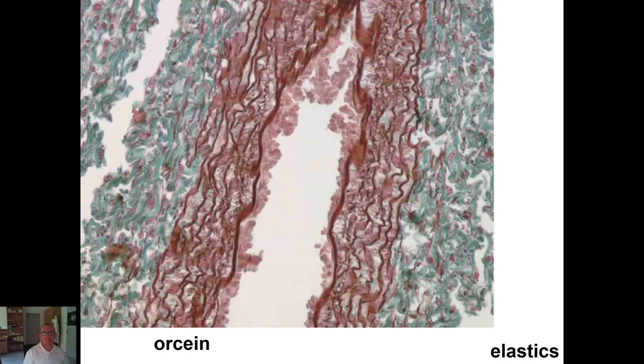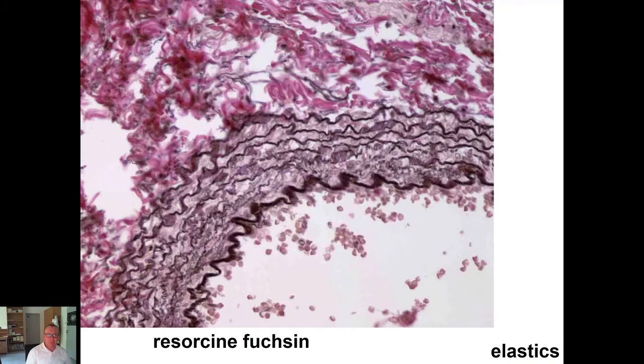Again, there will be a short gallery of pictures. Orcein is one of the elastic stainings. It's brown, and so we can see brown elastic fibers here in the vessel wall. It is a wall of an artery, and we can see brown elastic fibers there. The next picture will show again the wall of an artery, but elastic fibers are almost black because resorcin fuchsin was used.